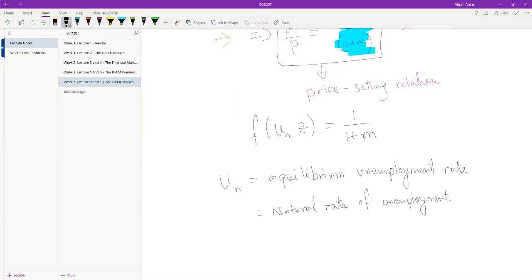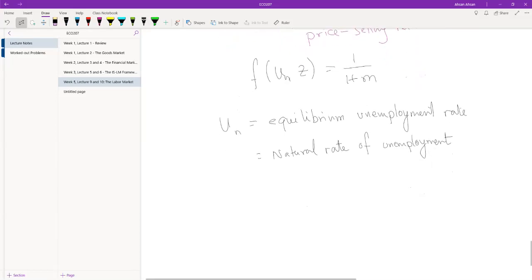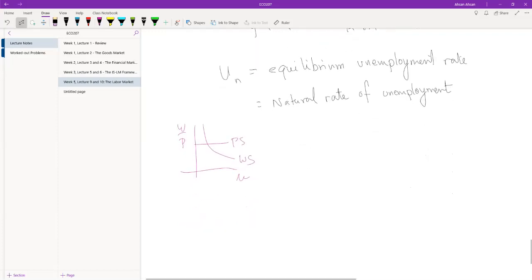Okay, so now let's do a little bit of analysis. A small lecture today. We don't have a whole lot left to do. I'll just draw this here again. U by P, wage setting, price setting. Okay, so let's focus on two separate scenarios. Suppose unemployment benefit goes up. And another scenario, suppose pollution goes up. Let's start with the first one, unemployment benefits go up.